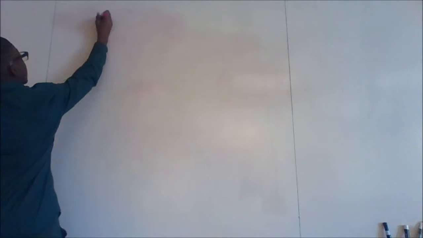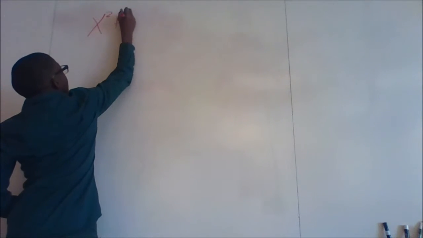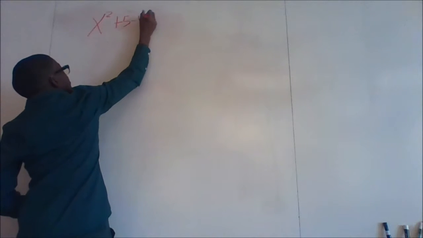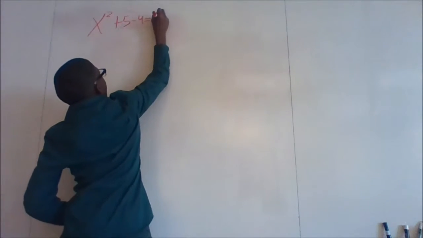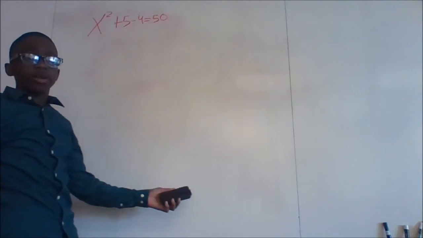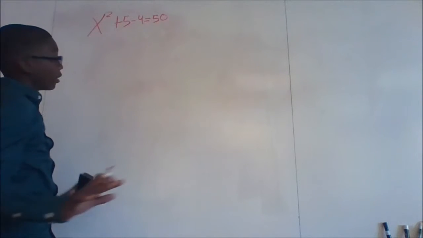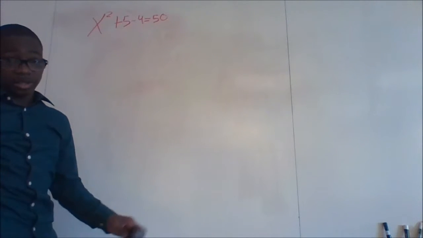This next example is x squared plus 5 minus 4 is equal to 50. Now I know some of you are probably thinking, why don't we just subtract 4 from 5 and then you'll have 1? Well, I'm going to do it the long way, just so you can see it.